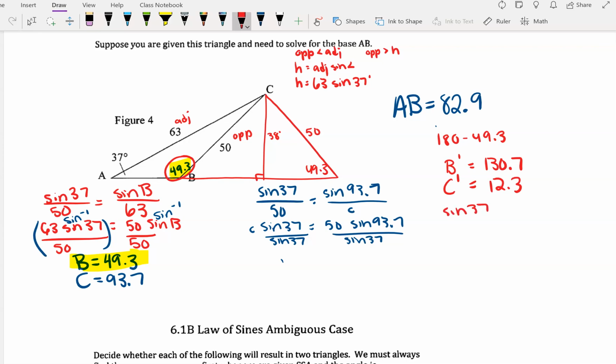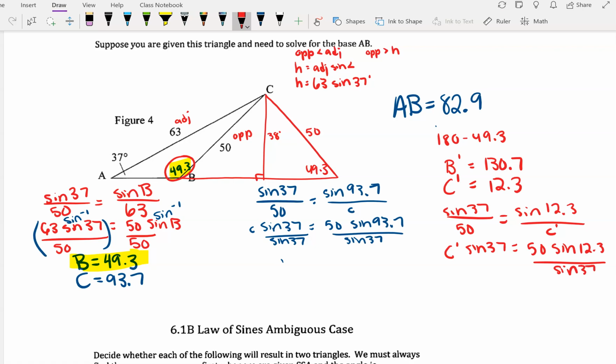Sine 37 over the opposite side, which is 50, equals sine of 12.3 over little c prime. Cross multiply: little c prime sine 37 equals 50 sine 12.3. Divide both sides by sine 37. So 50 sine 12.3 divided by sine 37 gives us 17.7. So little c prime equals 17.7, which is likely the side that they were asking for right here.